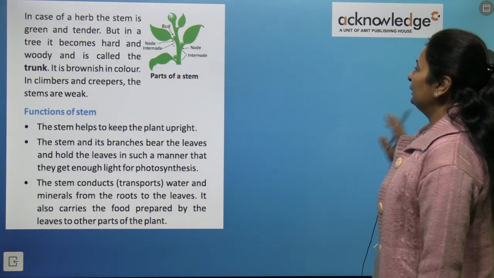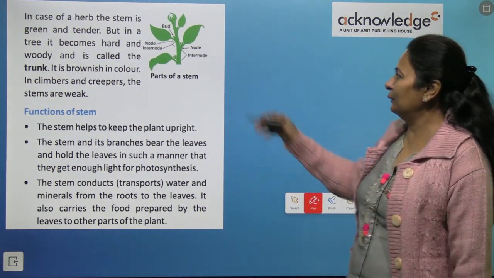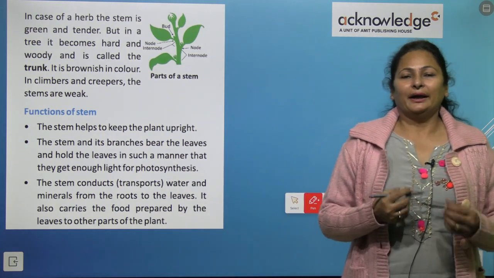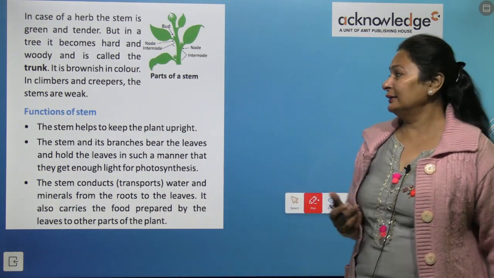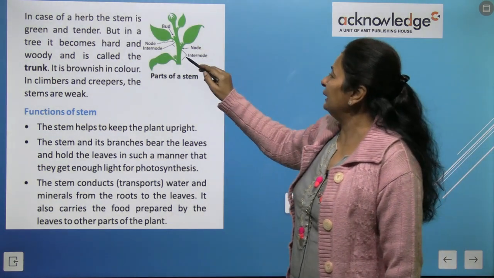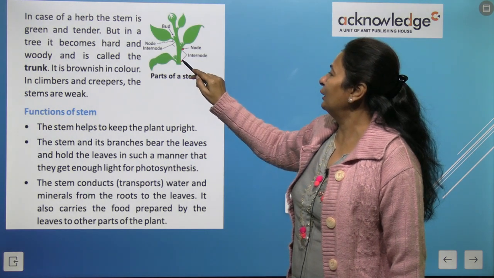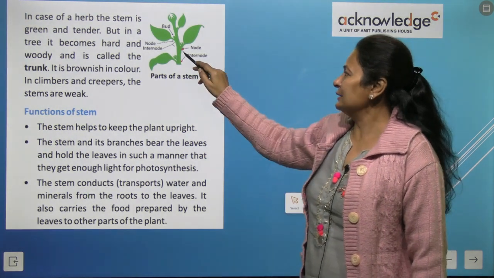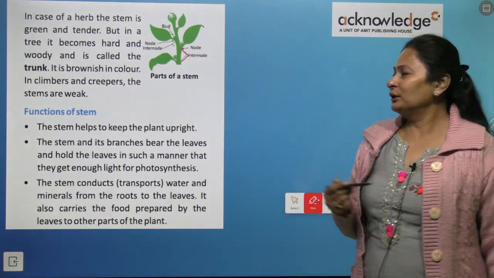In this picture, this is the herb, this is the stem of the herb, right? We call it stem because it is green in color and it is tender. This is the picture of a herb in which you can see the nodes. This is a node and again one more node is there. As I told you, this part is called internode.